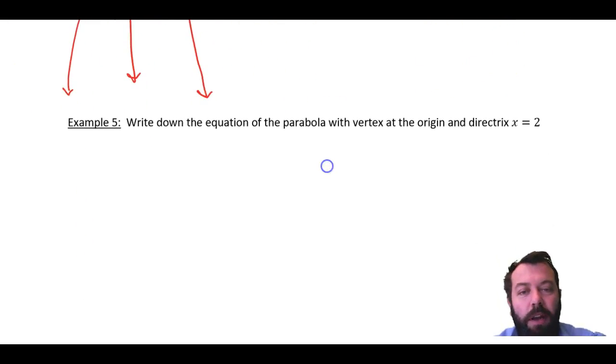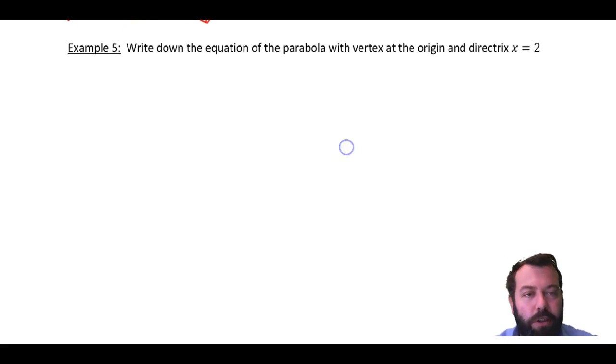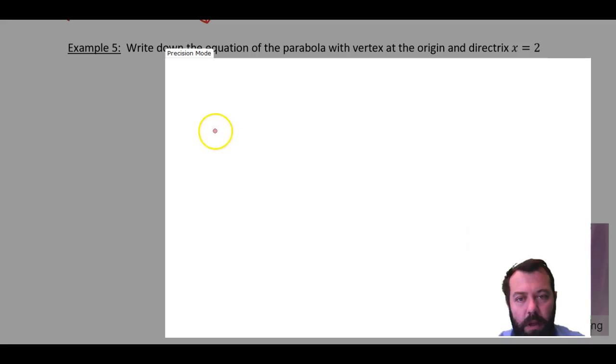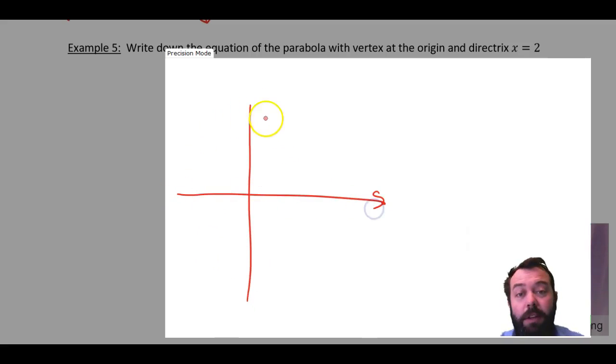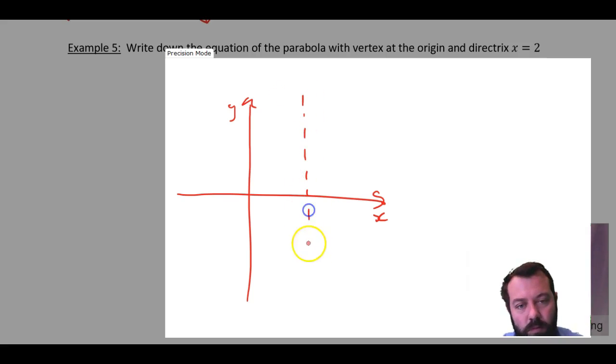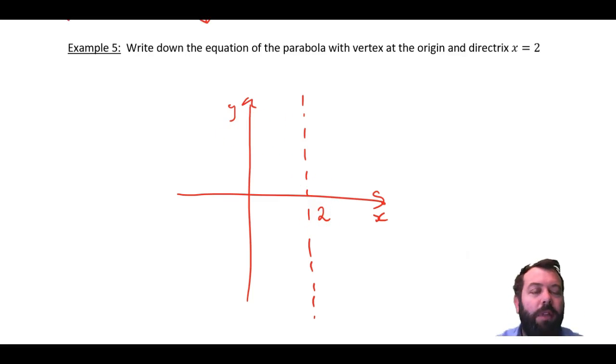And finally, one more here. Write down the equation of the parabola with the vertex at the origin and a directrix of x equals 2. Now, x equals 2 is a vertical line. So let's draw a little sketch. These things must start with a sketch. So my x and y axes, and x equals 2, that's 2. There's my directrix.